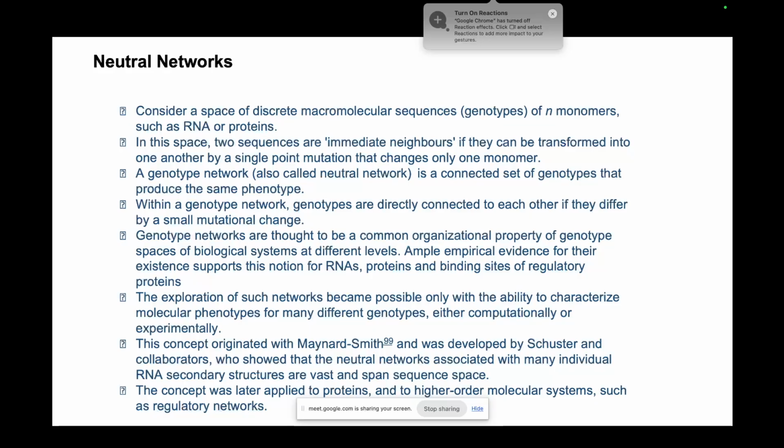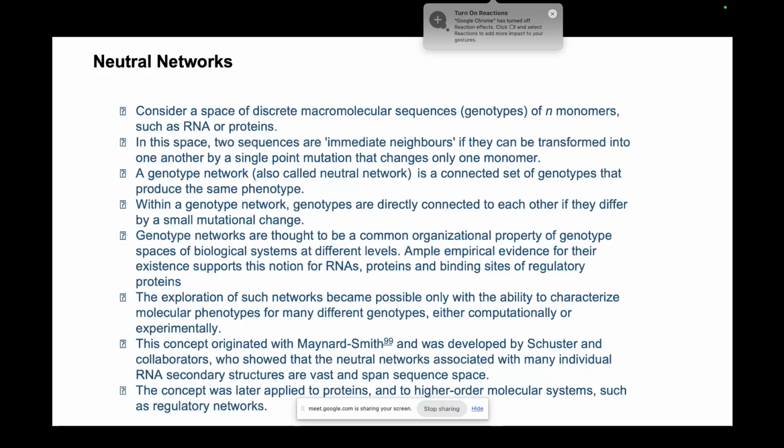Within a genotype network, these genotypes are directly connected to each other if they differ by small mutational changes, as I was saying. If you have small mutations that are non-significant in terms of their functional consequences, they can be directly connected to each other. So if it's only a single base pair change or a single base pair deletion or insertion, they can be connected together.